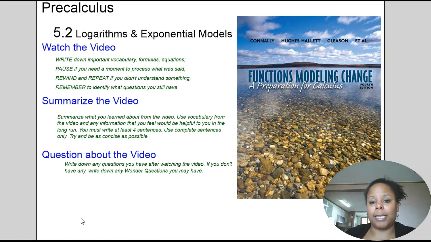And we've looked at it in terms of financially with compound interest and things of that sort. But today we're going to look at it in a different light, and that's in terms of growth and decay for population as well as lack of population.